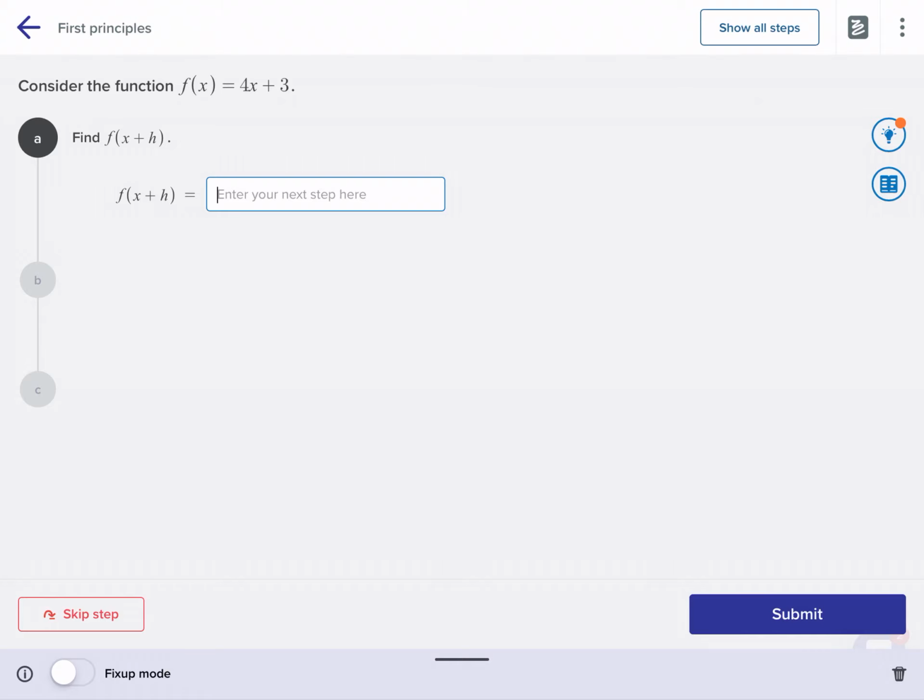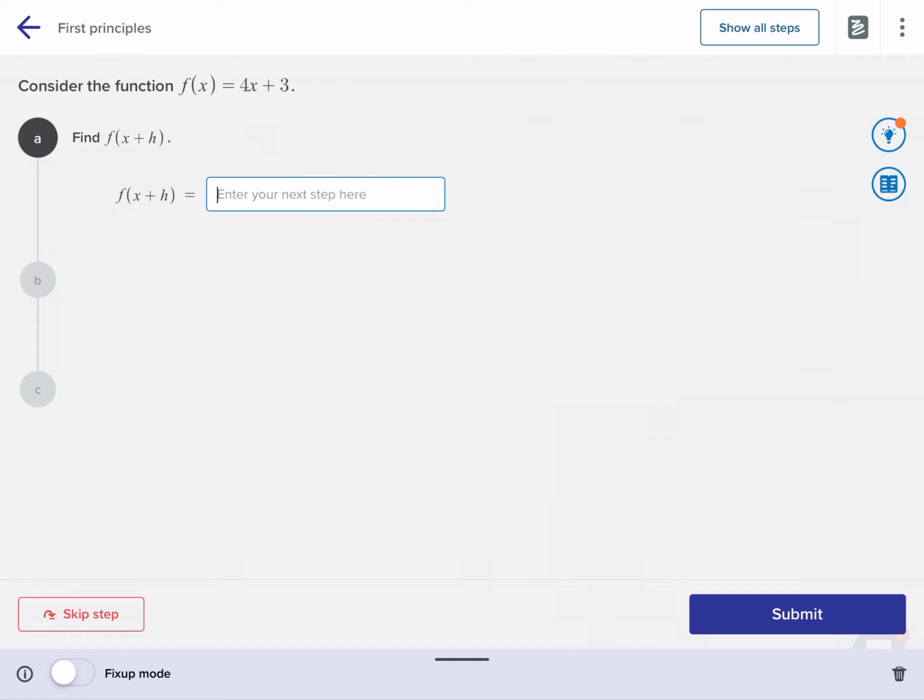This is math analysis, and we are going to start working on some calculus things, including derivatives. This is the first principles of derivatives math-based assignment. This is going to be question number 1. We're going to go through a couple of these.